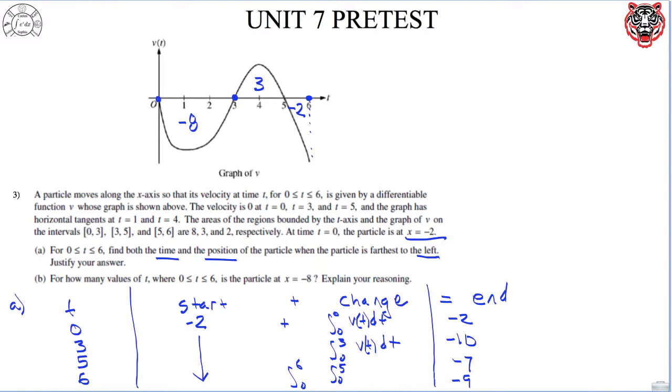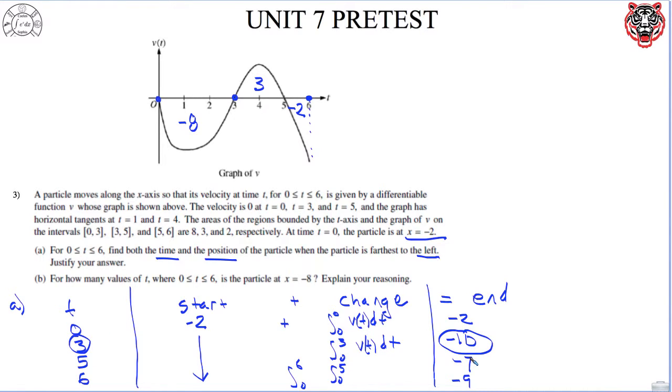So I'm looking for the position farthest to the left, and we can see that -10 is the farthest to the left. It's the most negative out of all of them. And it's asking for not just the position, but the time and position. In the instructions, we need both this number 3 and this number -10.